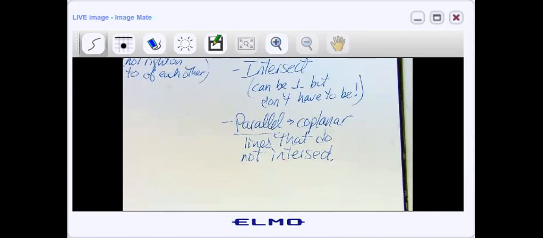There is yet a third option. Does anybody remember what else two lines can be besides intersecting and parallel? There was one more term that we had learned. Vertical? Good guess, but no. This one starts with an S. Symmetric? No. It's a four-letter word that starts with S. Anybody remember?